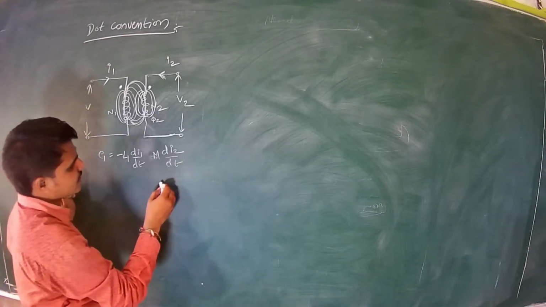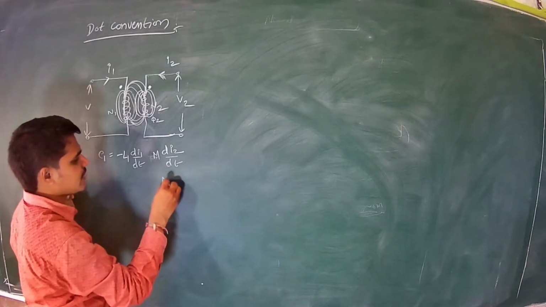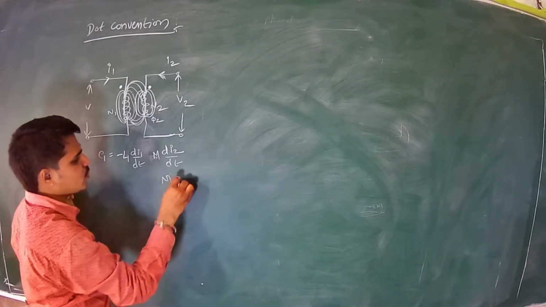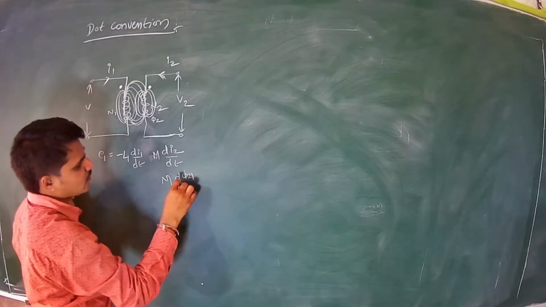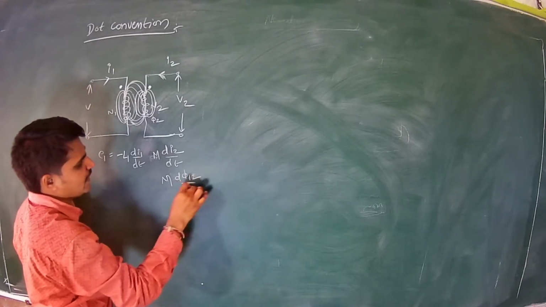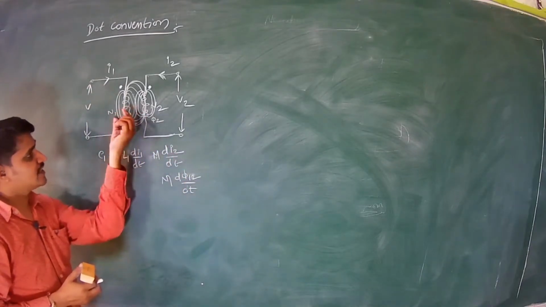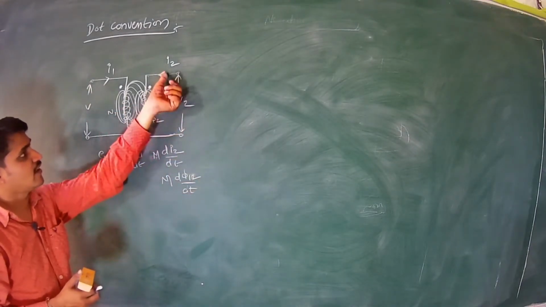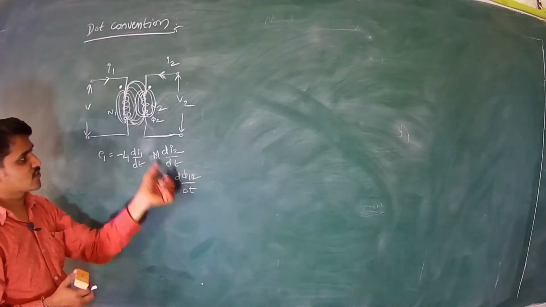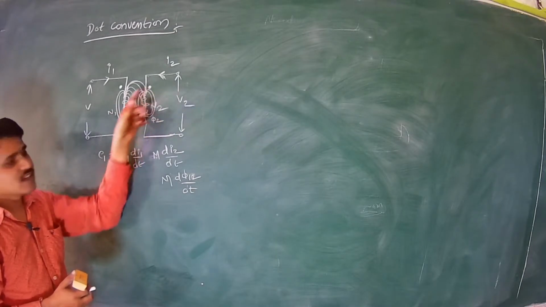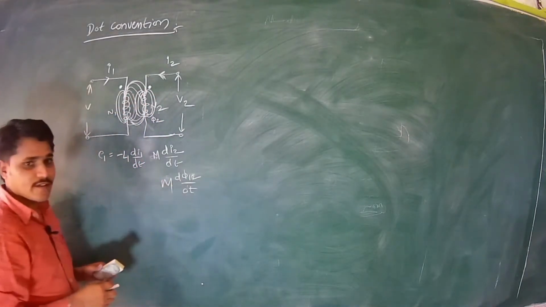This M is nothing but M into d phi12 by dt, because phi1 here is due to the current flowing in the second coil. The EMF in this coil is due to the rate of change of flux linkages from the current flowing through the second coil, and that is M into d phi by dt.